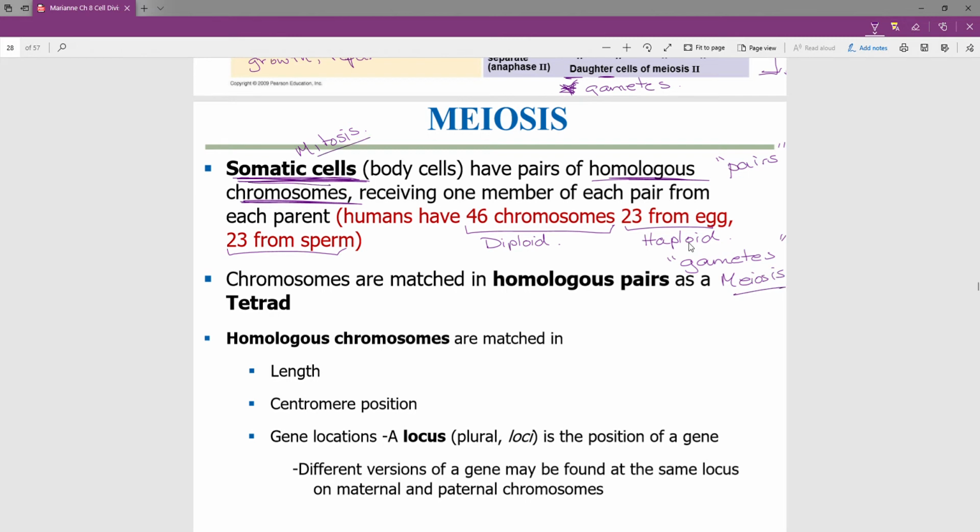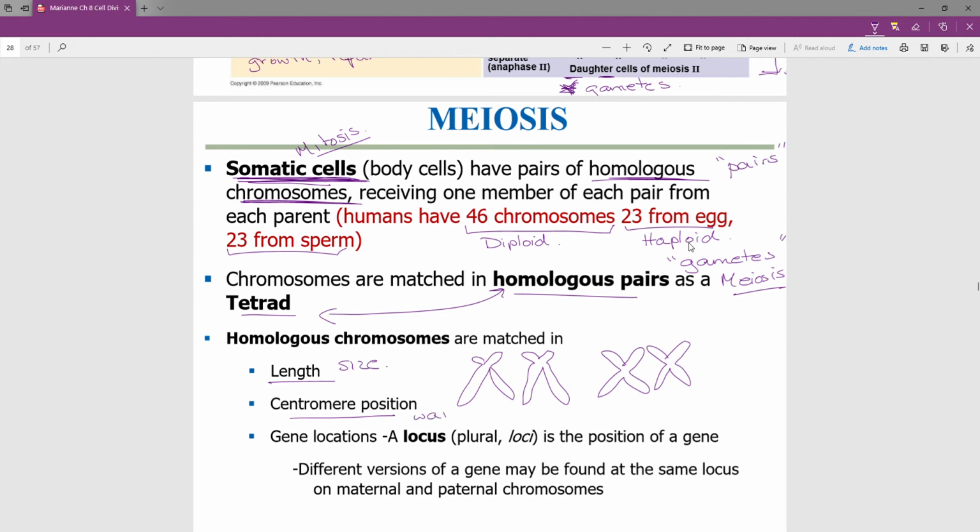So the chromosomes are matched in homologous pairs or a tetrad. Those words are somewhat interchangeable. And they're matched in how long they are, where their centromere position is. So is it up high? Is it a high-waisted one? I would draw the homologous chromosome to match it, right? Or is it a really balanced middle centromere? So they're matched in size, where their waist is, where their middle is. And then also for what they're coding for.